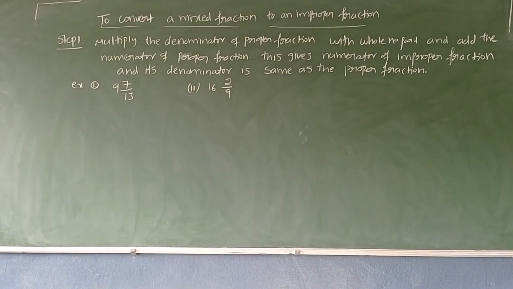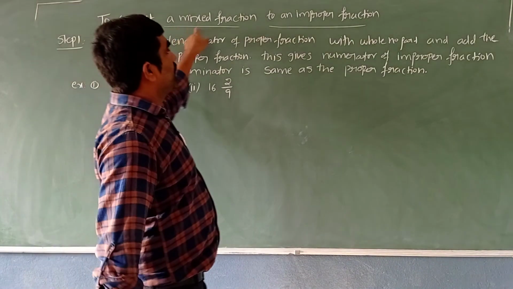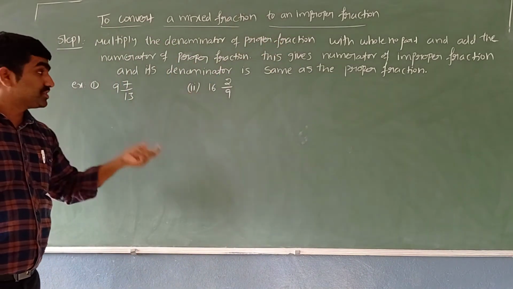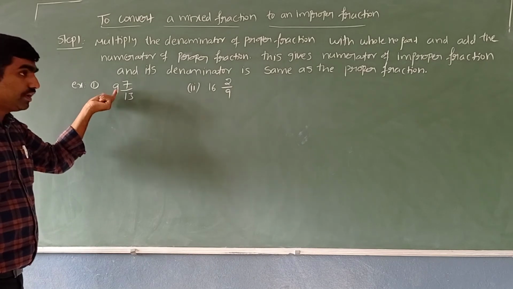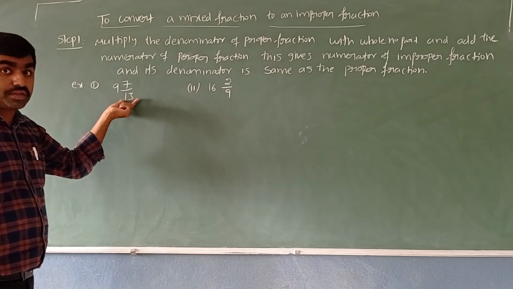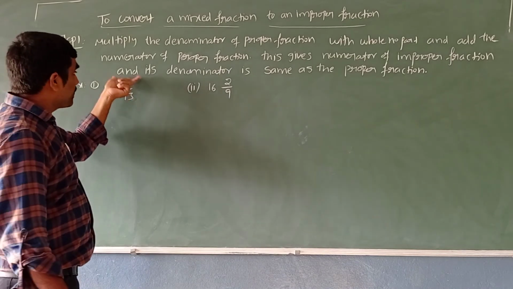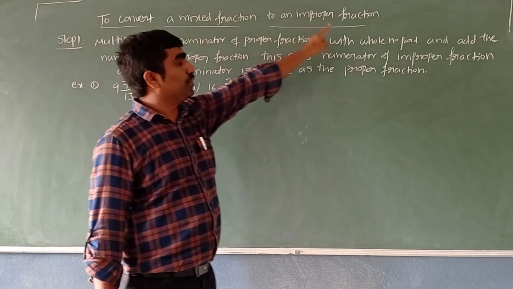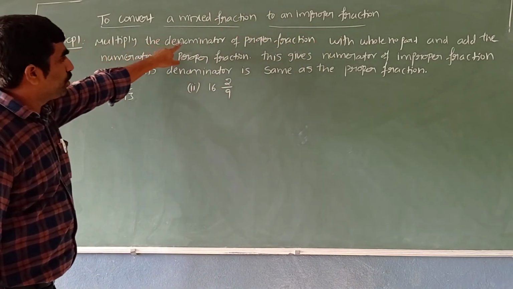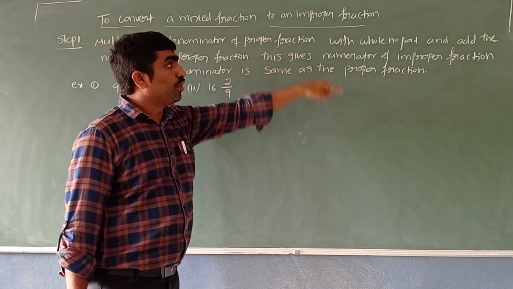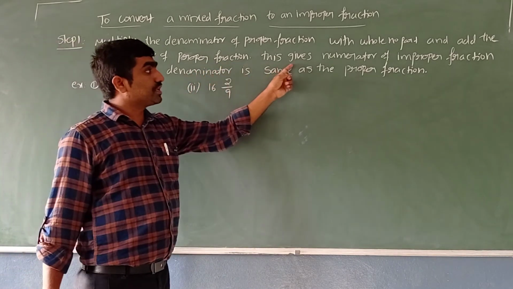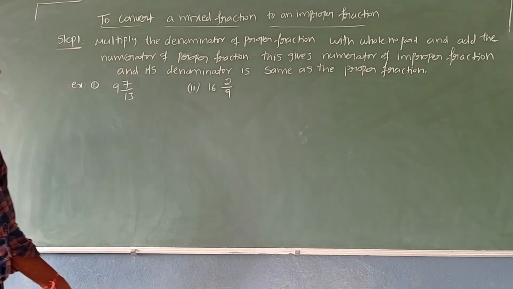Yes children, now we will see how to convert a mixed fraction into an improper fraction. Here we can see a mixed fraction containing both the whole number part 9 and the fraction part 7 by 13. 7 by 13 is a proper fraction. Now we have to convert this mixed fraction into an improper fraction. What is the process they gave? Multiply the denominator of the proper fraction with the whole number part and add the numerator of the proper fraction. This gives the numerator of the improper fraction.